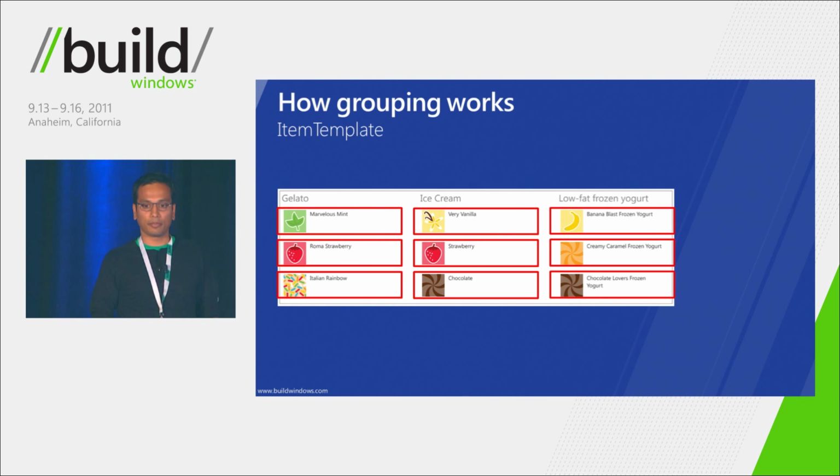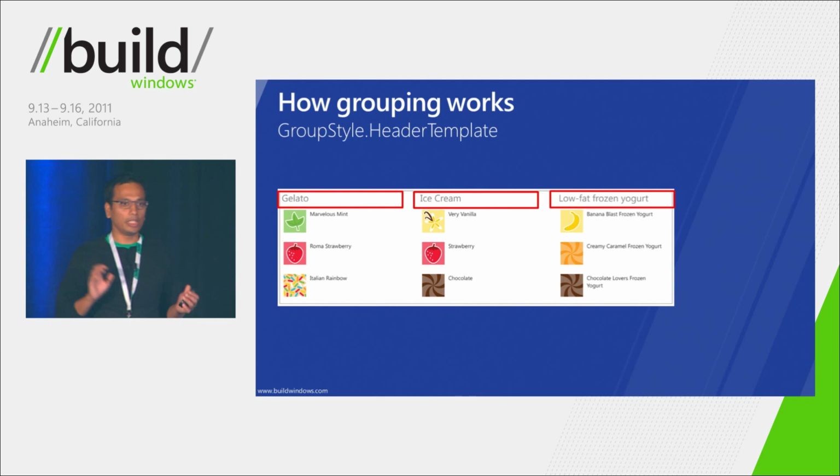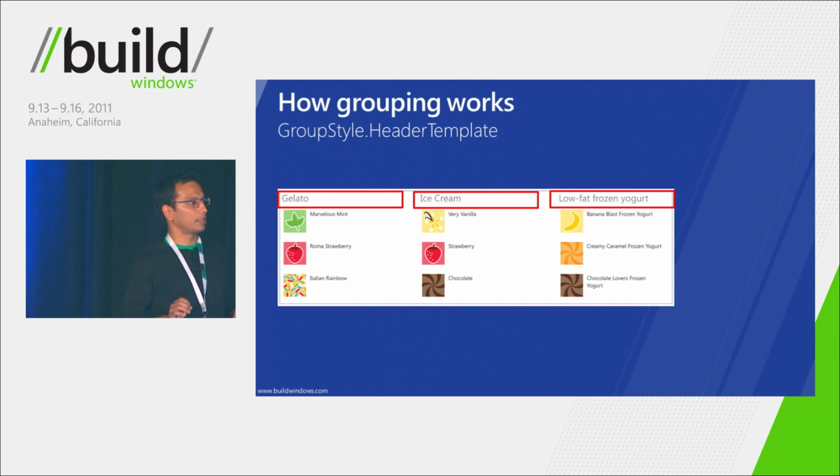You're familiar with the item template property on listbox and on items control, and that same property governs how each of the data items is visualized. Again, this can be as rich as you like because it's a data template. The next one talks about how you visualize the group headers. Again, there is a property, a new property that we've introduced on group style, called header template.